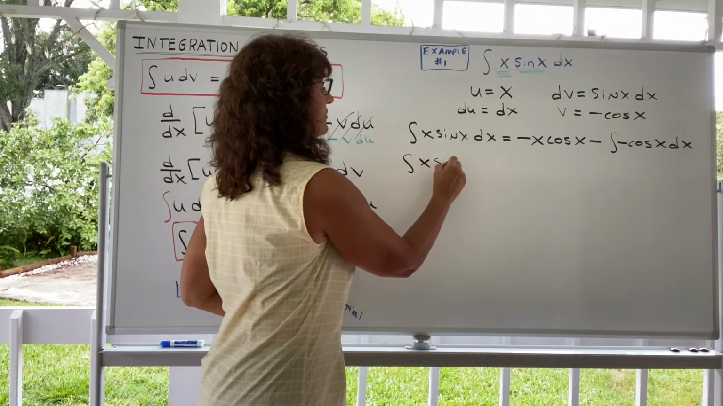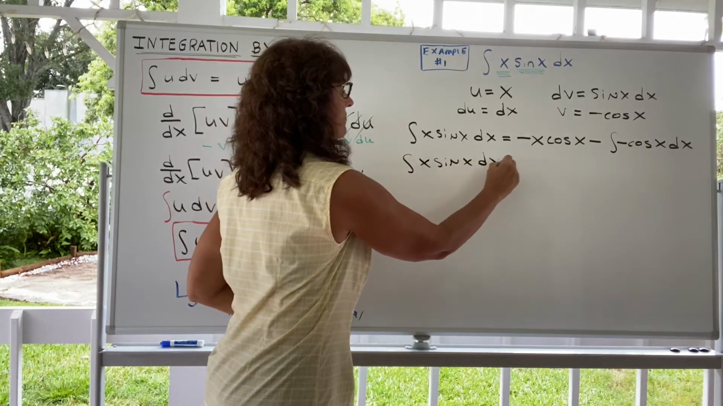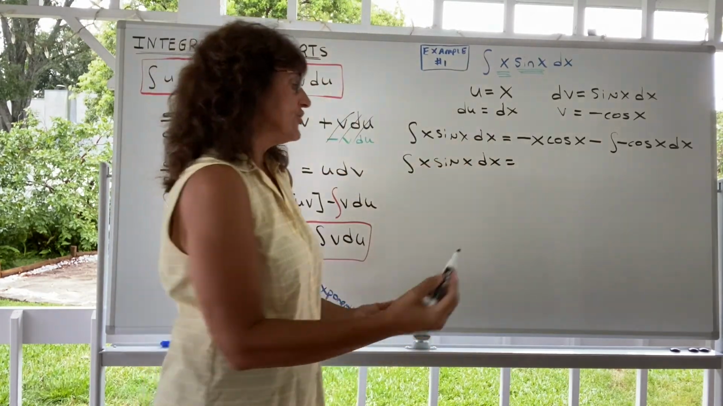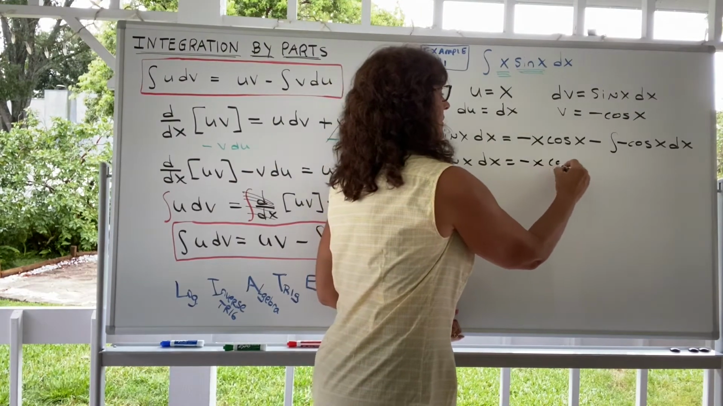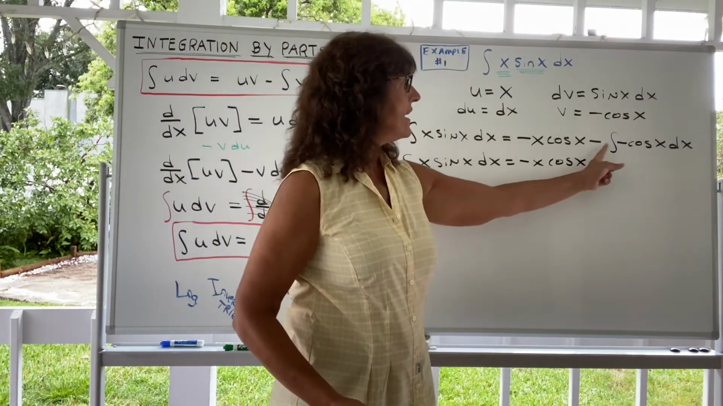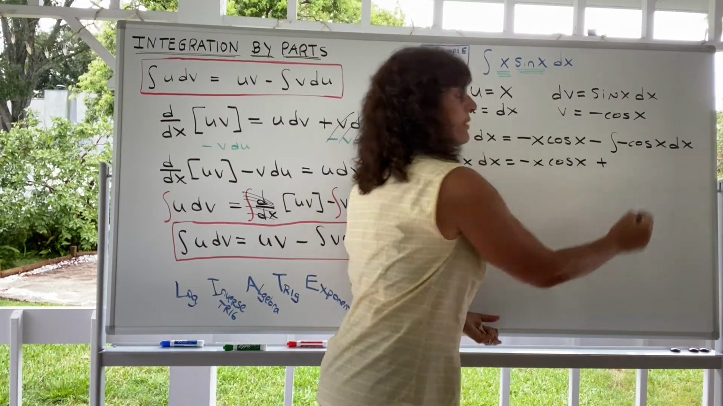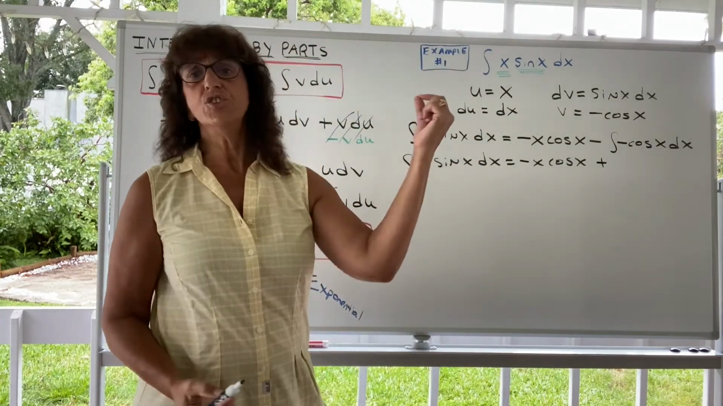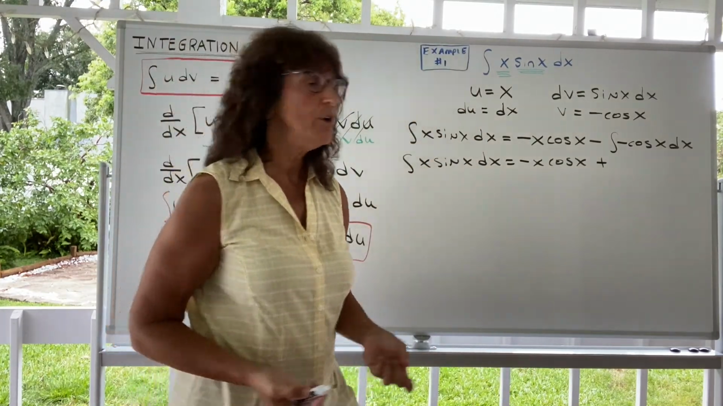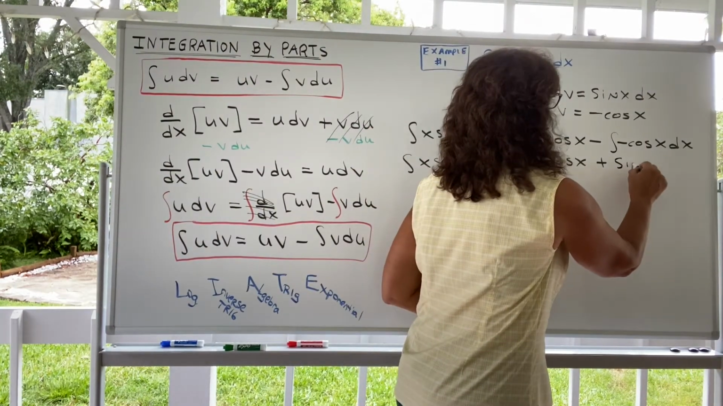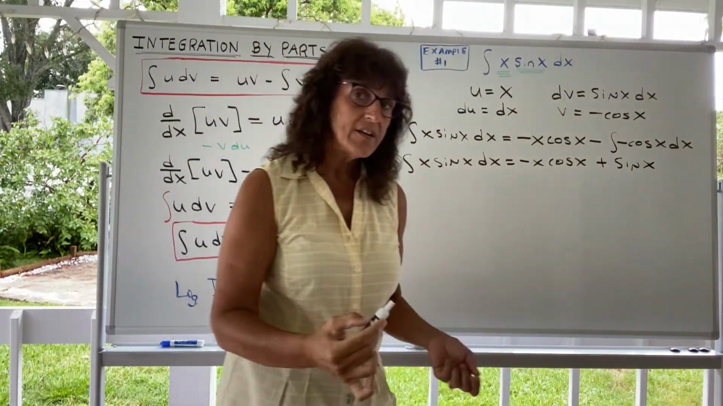So the integral of x times sine x dx is equal to, our first term is negative x cosine x, okay? And then minus and negative, so that's positive, all right? And then the integral of cosine x. When you integrate cosine x, you get sine x. All right, we're almost done.